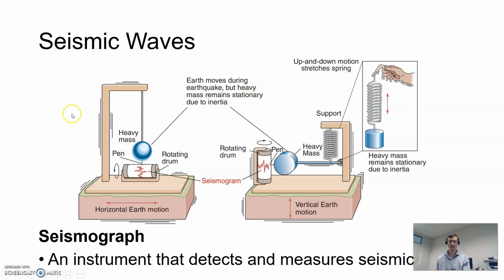First things first, how do we measure seismic waves? The details of this are not important. What you should know is that this is called a seismograph, which records the shaking of the earth during an earthquake or some other seismic activity, something which is moving the earth.